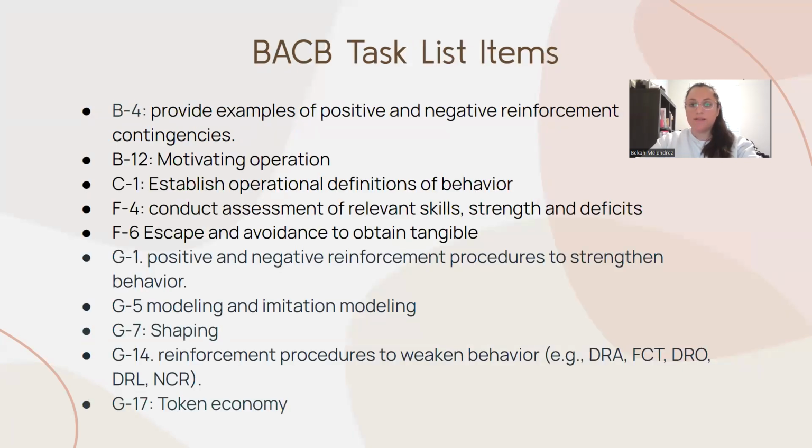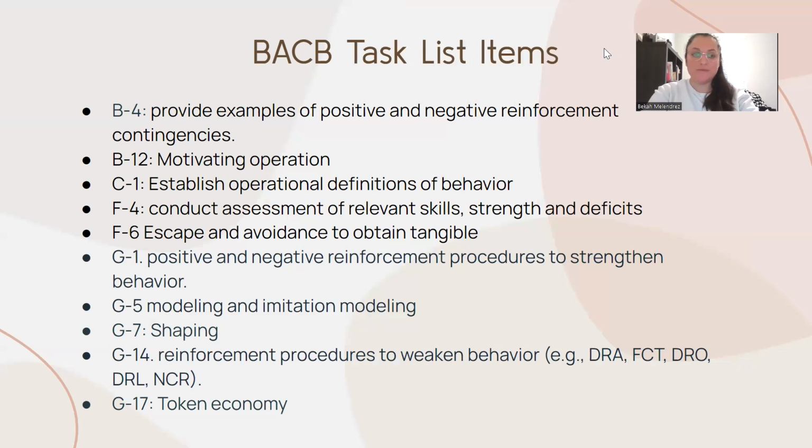Some BACB task list items that we worked through with B were providing examples of positive and negative reinforcement contingencies. We were able to find out his motivation, his motivating operation. We were able to establish operational definitions of the behavior so that anyone who came into my classroom, whether admin or the staff that works with me, knew what we were tracking and what that behavior looked like. We also conducted assessments of relevant skills, strengths, and deficits. This was everything that was run on B beforehand.